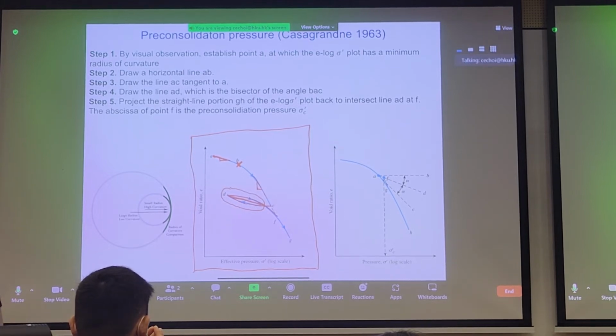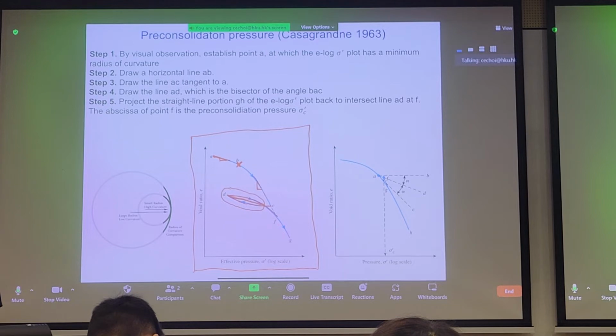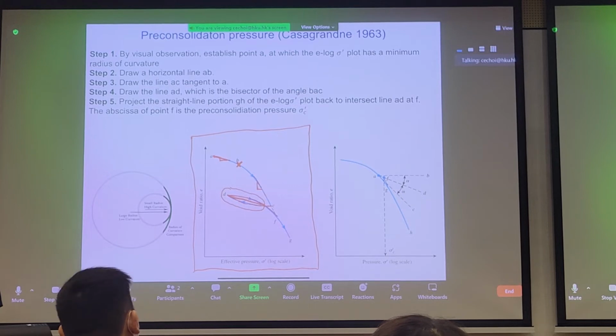So how do we get a point? Because any one of us in the room trying to get the pre-consolidation pressure might get a slightly different value. So Casagrande in 1963 came up with a visual observation approach, which is slightly graphical, right? To help you eyeball your pre-consolidation pressure.